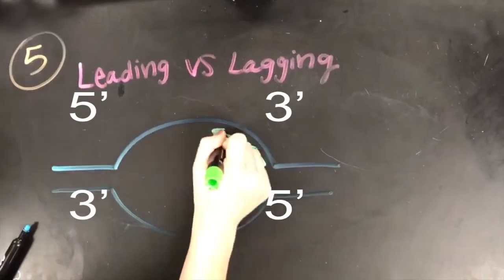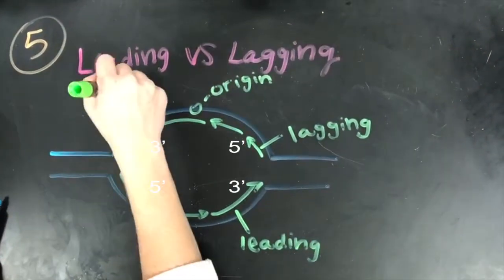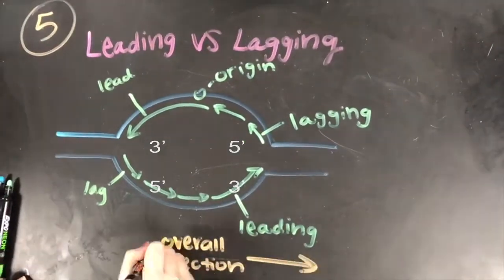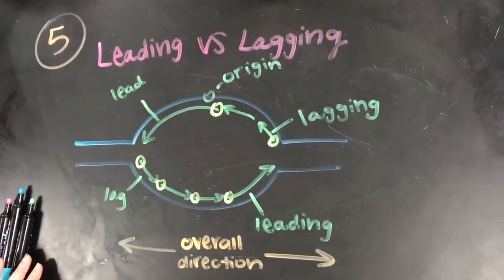This shows the leading and lagging strands. This is the 5' and 3' of the old DNA, and this is the 3' and 5' of the new DNA. What Allison is circling are the primers that start off the strands.